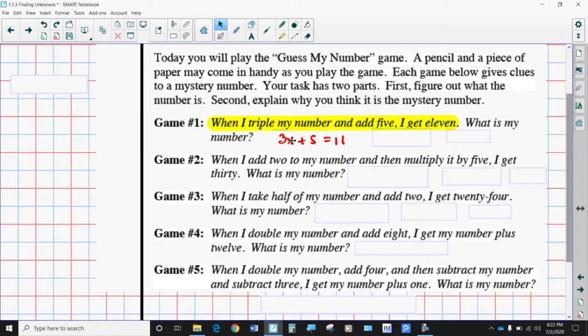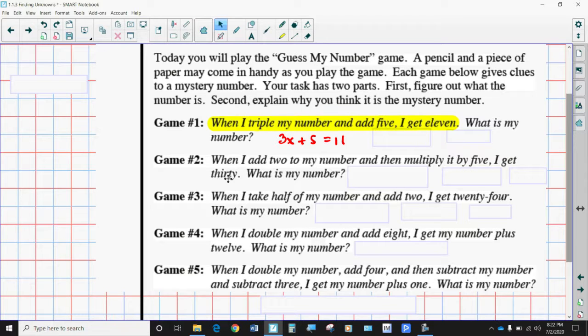3 times your number plus 5 is equal to 11. When I triple my number, there's my number, I'm tripling it. Then I add 5 to it, I get 11. Okay? So what I want you to do is work through every one of these problems to see if you can figure out what the answer is.